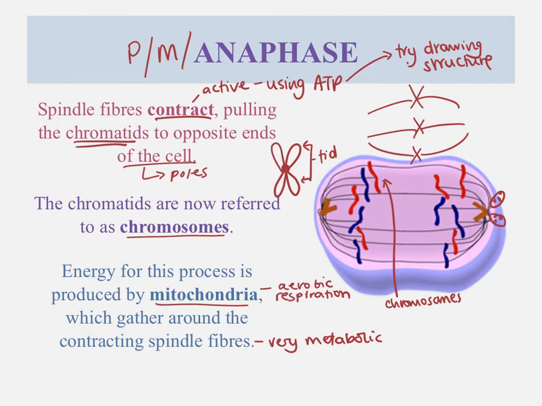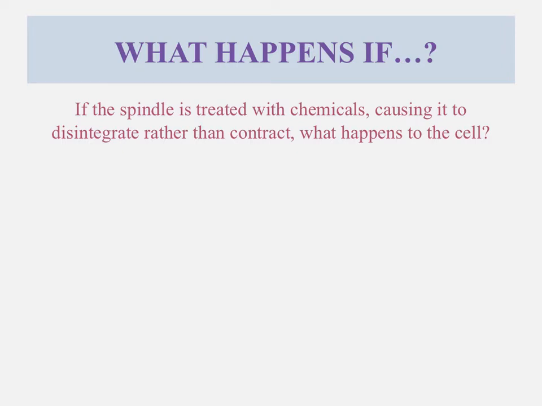Okay, now we've got a little task for you to do. So I'm going to stop this slide, moving on to the next one. This is a you task now. What happens if the spindle is treated with chemicals causing it to disintegrate rather than contract? What's going to happen to the cell? So I'm going to pause now. You can pause me too. Spend a couple of minutes thinking about it and then play me again and I'll go through the answer.